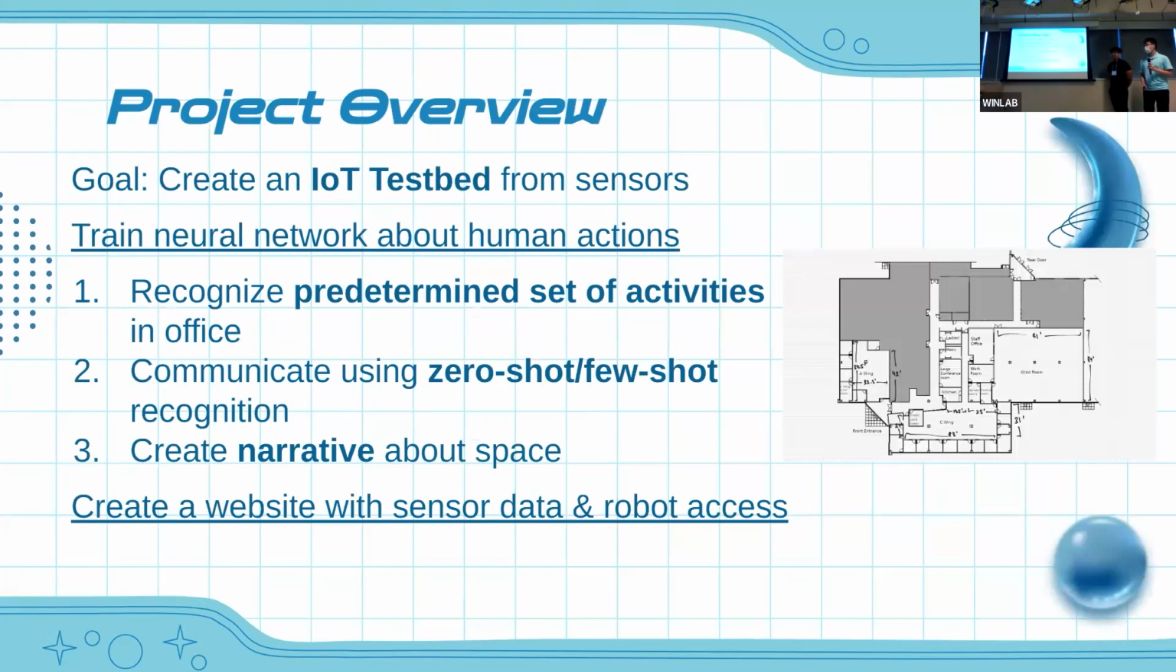So we'll begin with a project overview of what we're trying to do. We're trying to make an IoT test bed out of sensors. And these sensors can detect things like audio, RGB, movement, etc. And what we basically want to do is use the data collected from the sensors to label human activity. So this is things like turning on a light switch, walking around, running, sitting, etc. This will be a predetermined set of activities, and we want to use what the sensors collect and what the activities are labeled as to create a narrative about the space that the sensors are in.